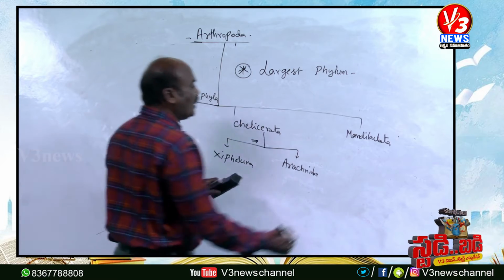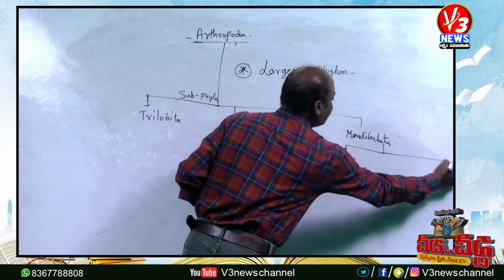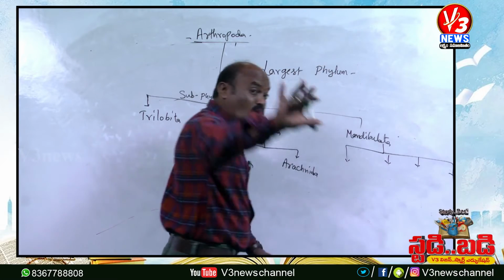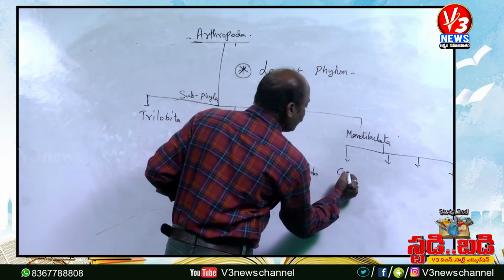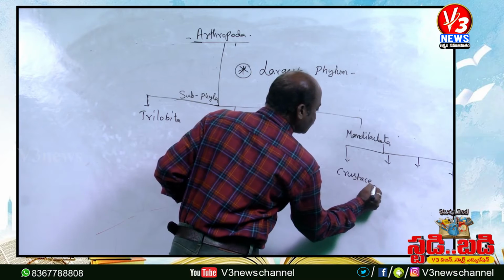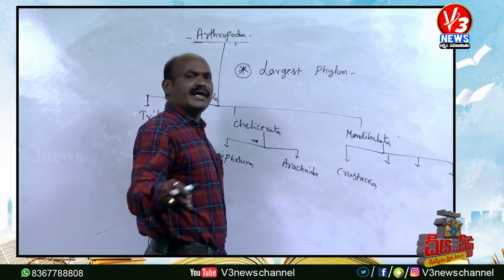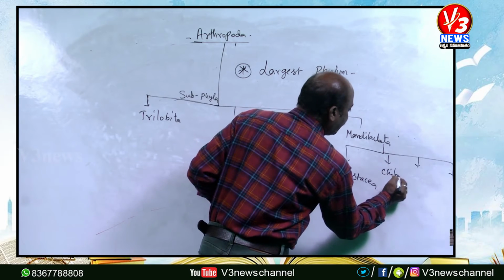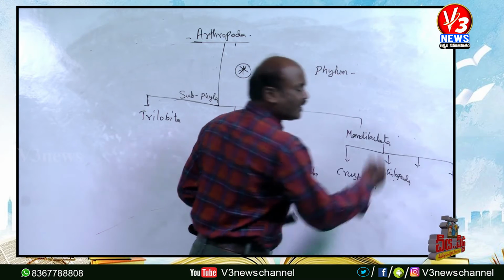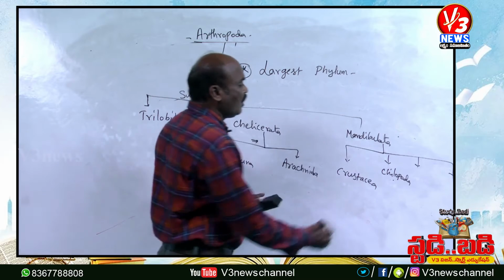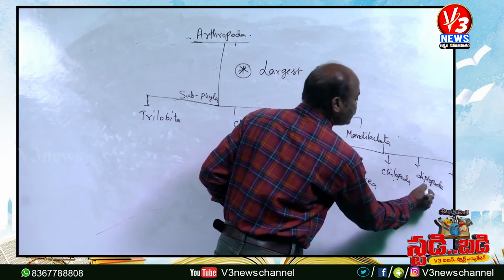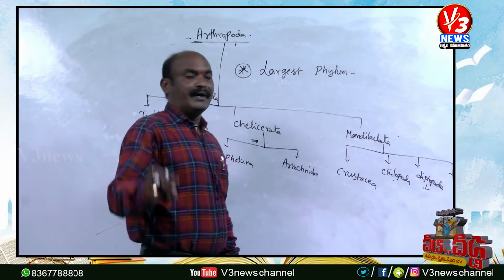The subphylum Mandibulata is classified into four classes. One important class is Crustacea, which includes all the aquatic arthropods. One more is Chilopoda, commonly called centipedes. And one more is Diplopoda, commonly called millipedes.